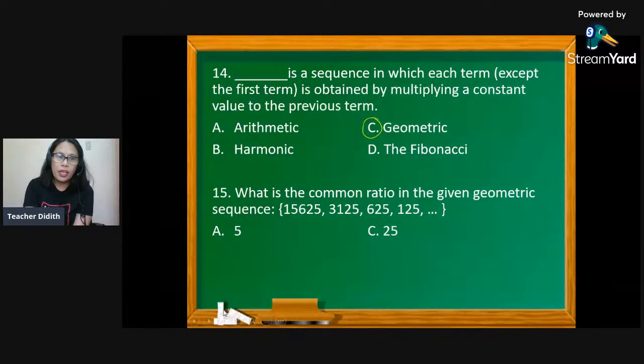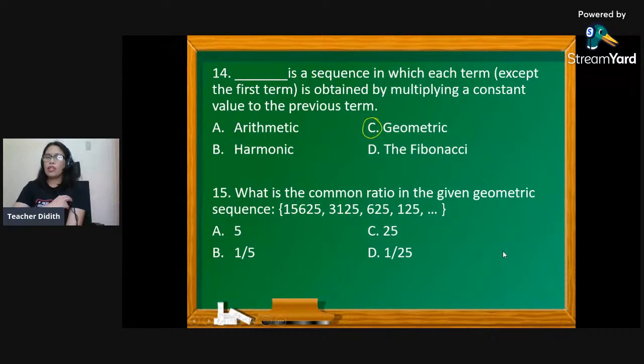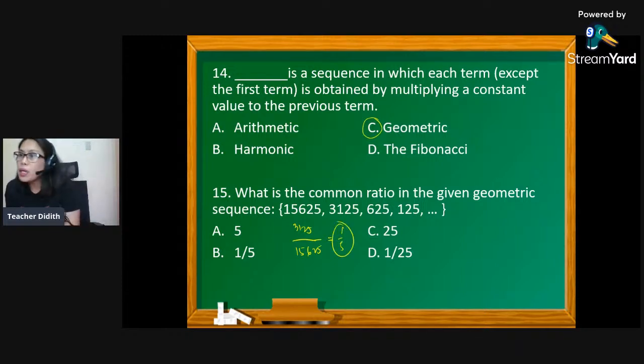Okay? So, what is the common ratio in the given geometric sequence? So, tingnan nyo guys, decreasing yung order niya. So, the common ratio is a fraction. No? So, you just have to divide 15,625 by 3,125 and you get the reciprocal. Or you simply divide 3,125 by 15,625. Of course, it's the same value with dividing 3,125 by 625. So, here, 3,125 divided by 15,625. Okay. So, that is 1/5. So, it's B. Correct. So, the common ratio, guys, is B. And it's 1/5. That's right.